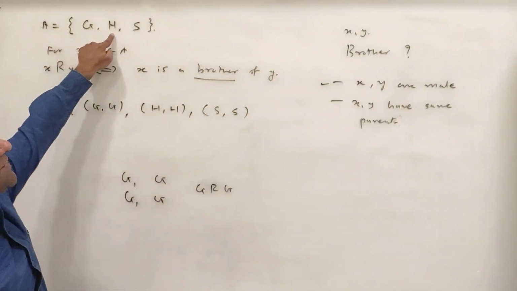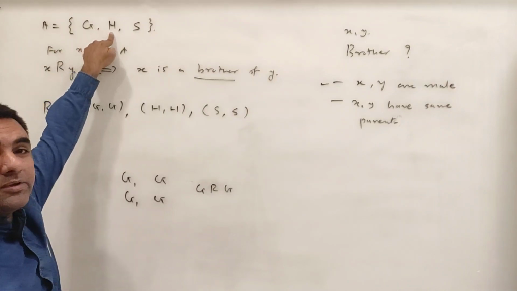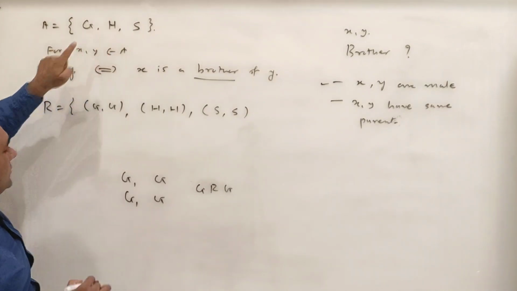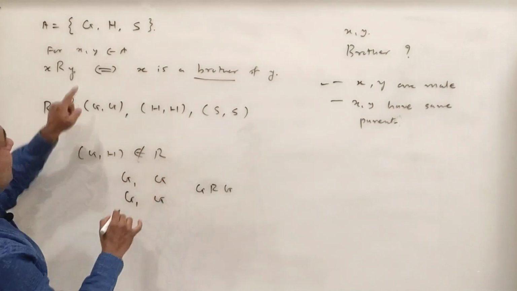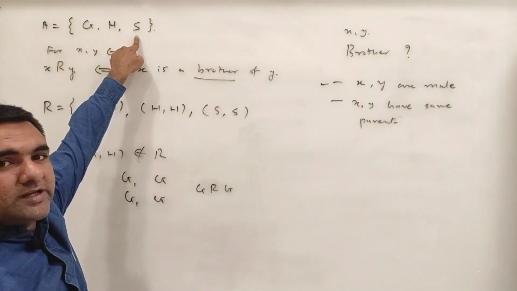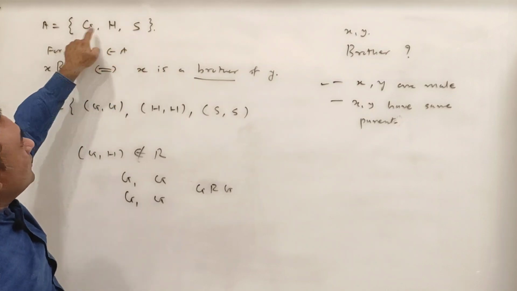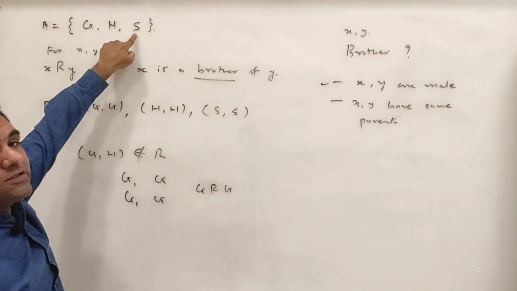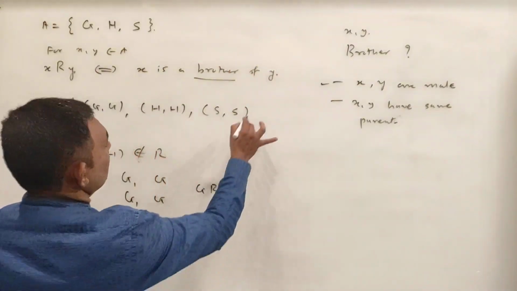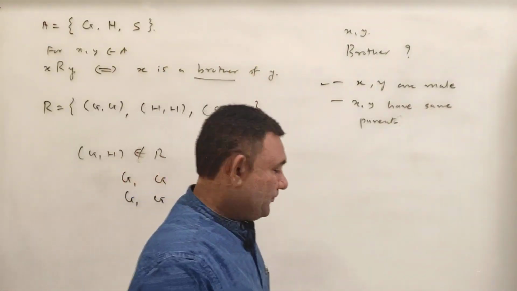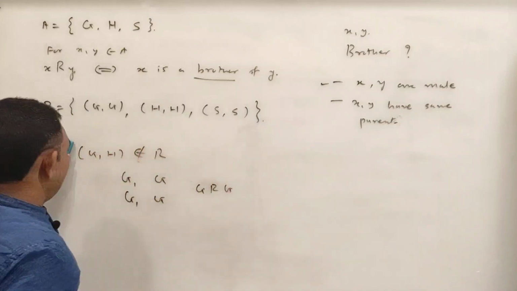Now what about Gandhiji and Hitler? Gandhiji is not a brother of Hitler, so G comma H will not be in R. Similarly, Gandhiji is not a brother of Sardar Patel, or Hitler is not a brother of Gandhiji, and Sardar is not a brother of Gandhiji and Hitler. So we have only these three elements. So what is my relation?